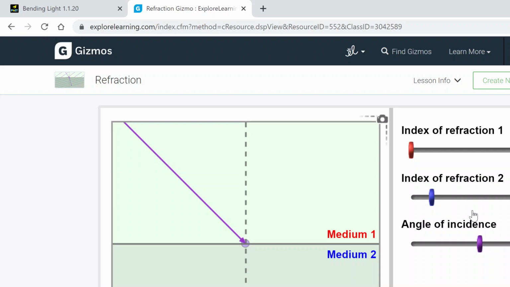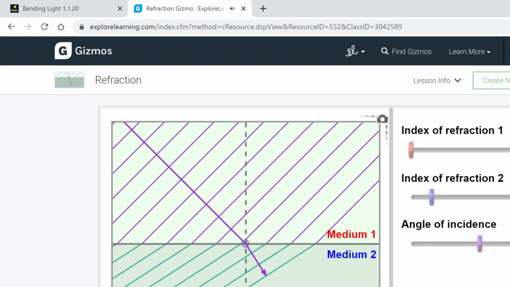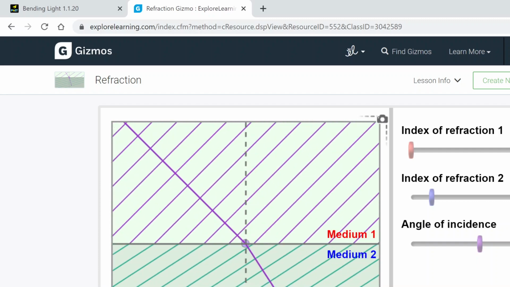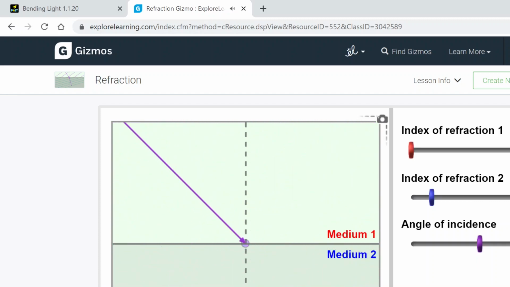Okay, so here's the refraction gizmo. Take a quick look at it. You'll notice that you've got this stuff here, and then here. Let me show you how it works. I'm going to play this. Oh, actually, I didn't want to see the waves. Okay, hang on. Let's reset that.